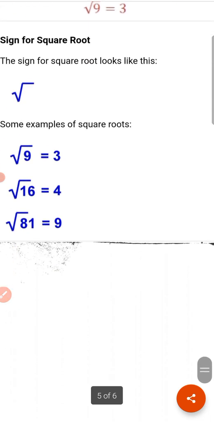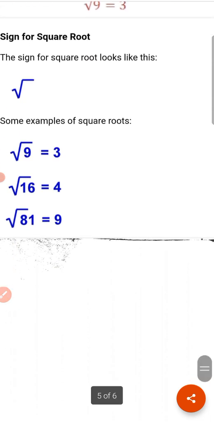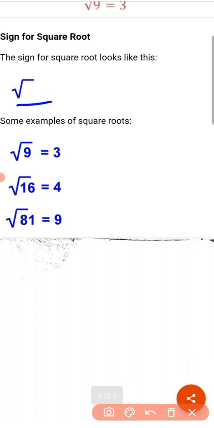Children, this is the symbol for square root. This is known as the radical sign. Radical, R-A-D-I-C-A-L. So to represent the square root of a number, we use this symbol, the radical sign.